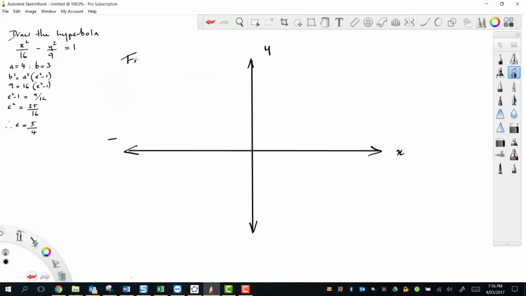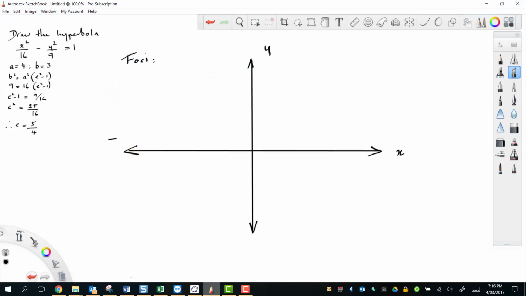Foci: plus or minus ae, comma 0. So a times e is 4 times 5 on 4, so that's plus or minus 5, comma 0. How convenient.